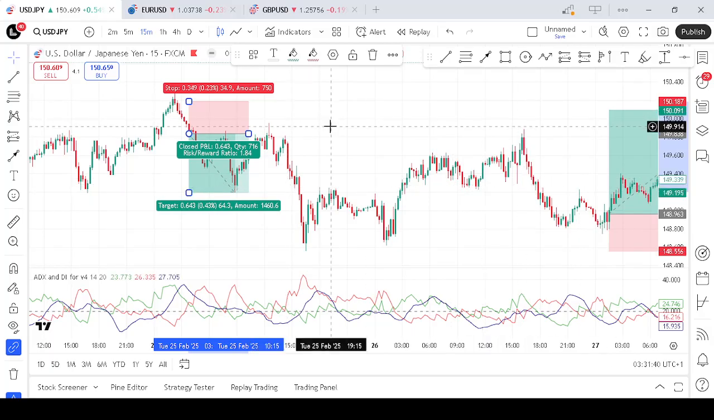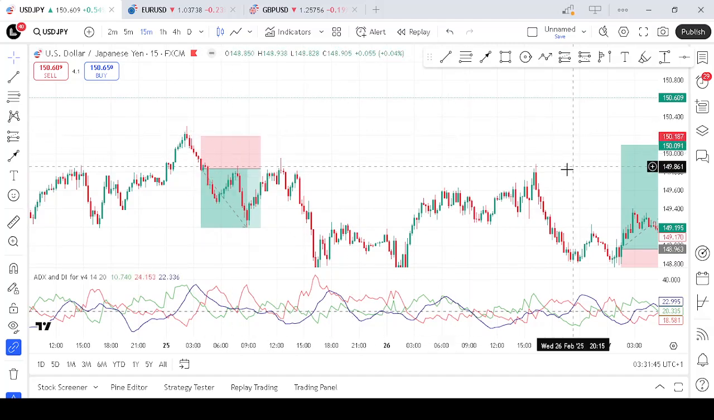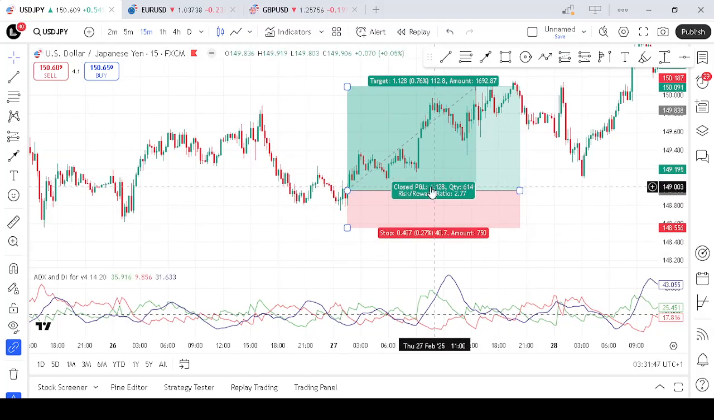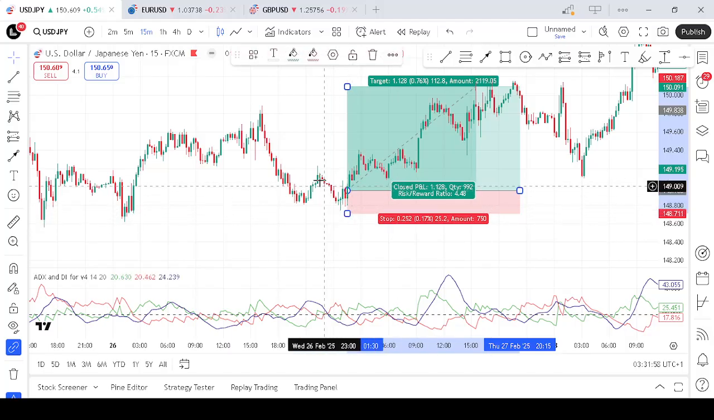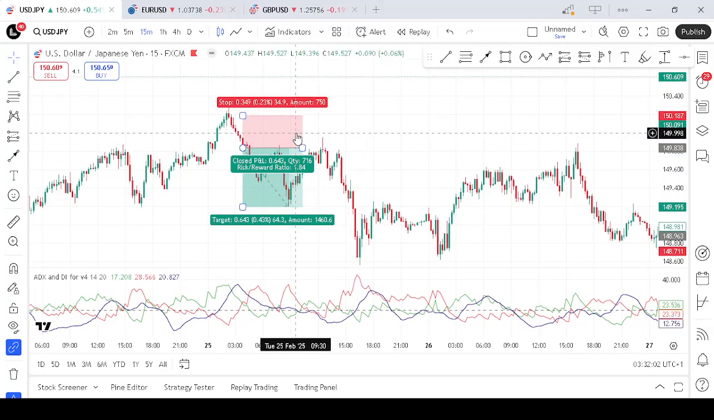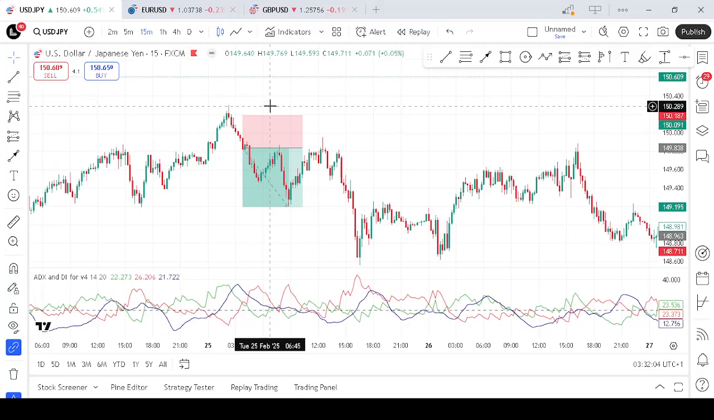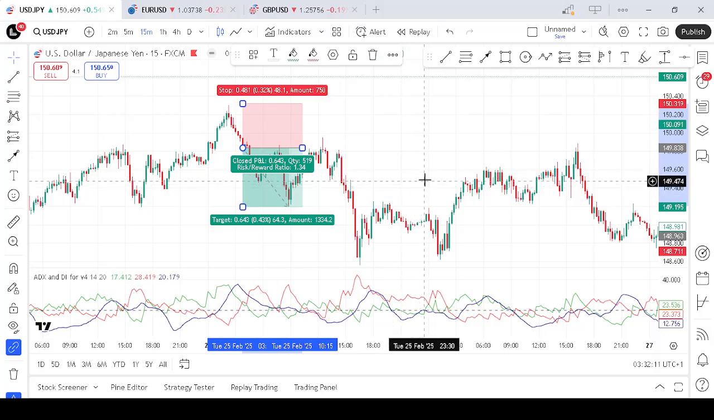For risk management, always use a stop loss to protect your capital. For long positions, we set our stop loss just below the recent swing low. While for short positions, we set our stop loss just above the recent swing high, to keep it at a safe distance.